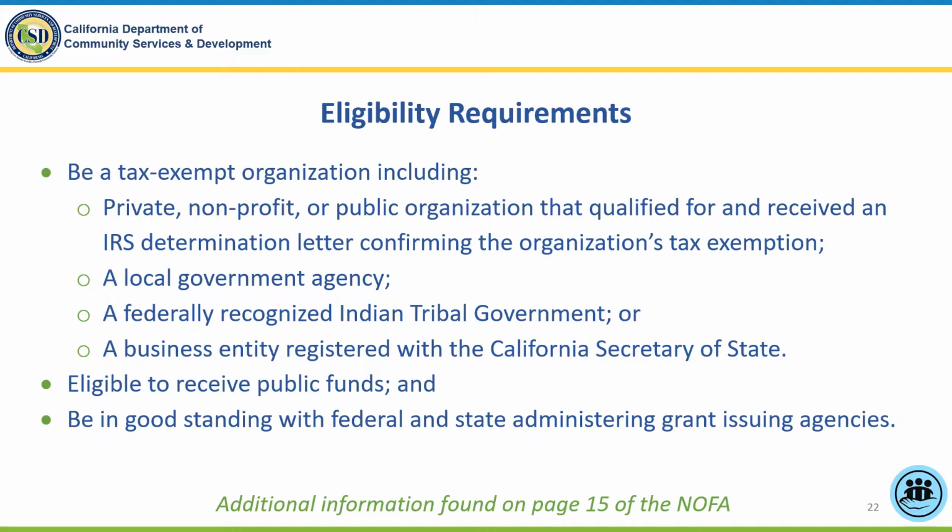To be eligible for funding under this NOFA, applicants must meet the following requirements, which are also listed on page 15 of the NOFA. You must be a tax-exempt organization, including private, nonprofit, or public organization that qualified for and received an IRS determination letter confirming the organization's tax exemption. A local government agency, a federally recognized Indian tribal government, or a business entity registered with the California Secretary of State. You must be eligible to receive public funds and be in good standing with federal and state administering grant issuing agencies.